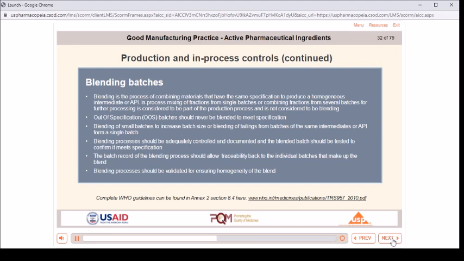Blending of small batches to increase batch size, or blending of tailings from batches of the same intermediates or API, forms a single batch. Blending processes should be adequately controlled and documented, and the blended batch should be tested to confirm it meets specification. The batch record of the blending process should allow traceability back to the individual batches that make up the blend. Blending processes should be validated for ensuring homogeneity of the blend.